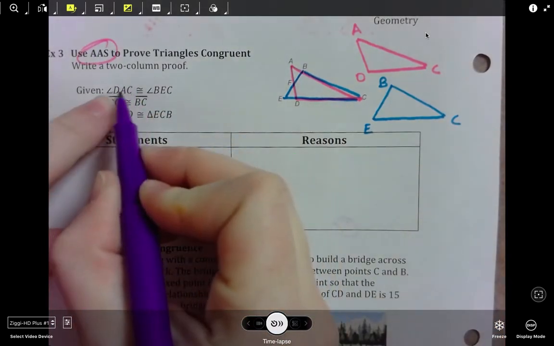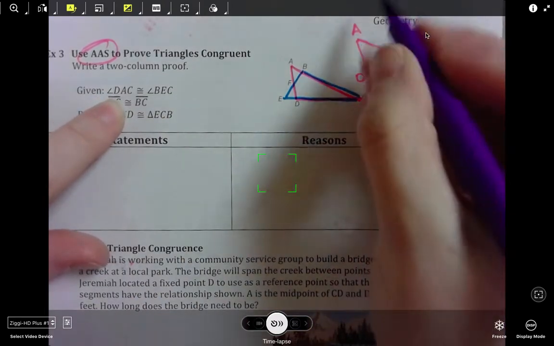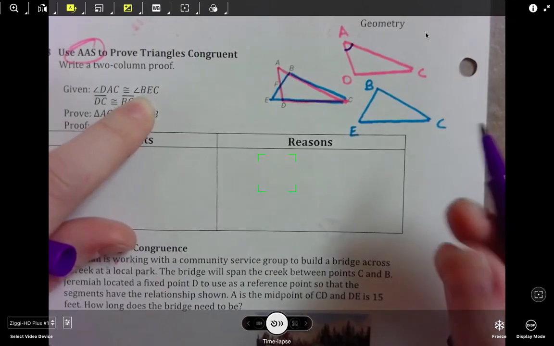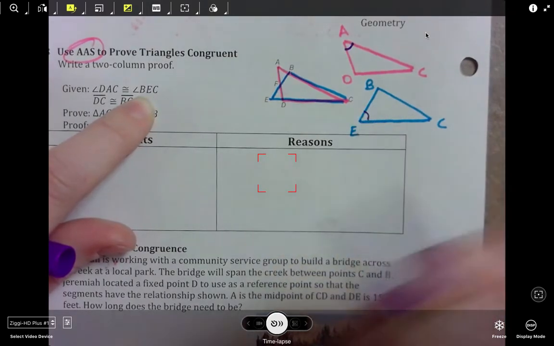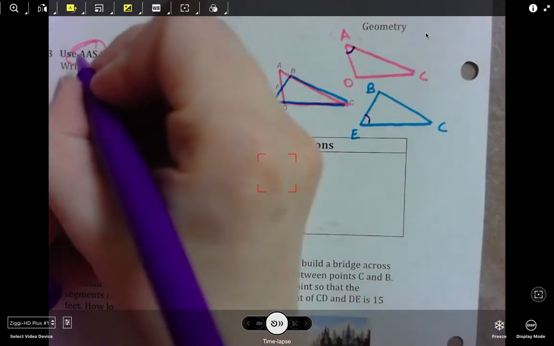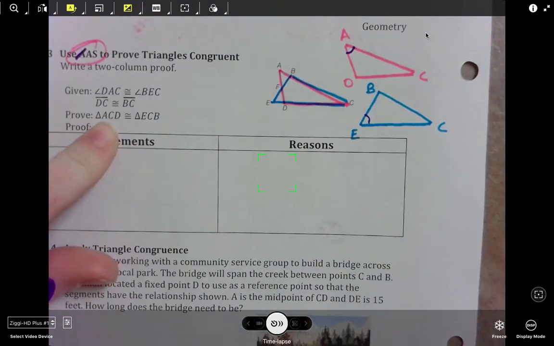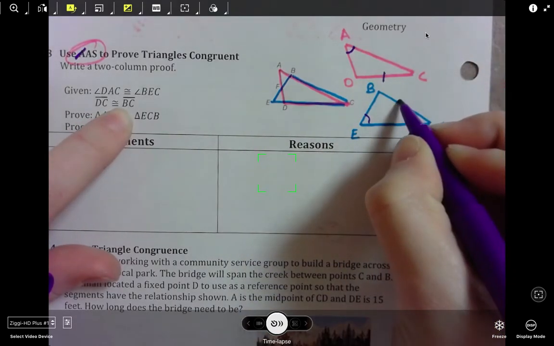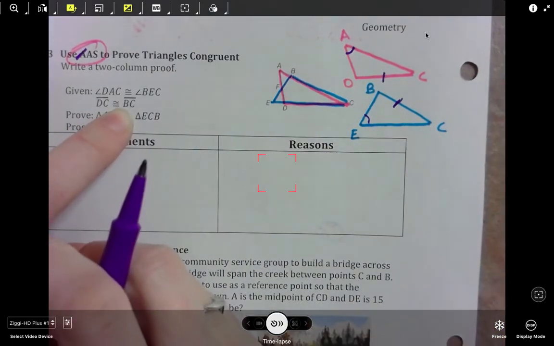So we've got that DAC. DAC is this guy right here, and that's congruent to BEC. BEC, that's this guy right here. So now we've got an angle. Great. We've got one of our angles I'm going to cross off. Okay. All right, and then they give us a side: DC is this bottom side here. That's the same as BC. That's that side there. Okay, so I've got those two things.